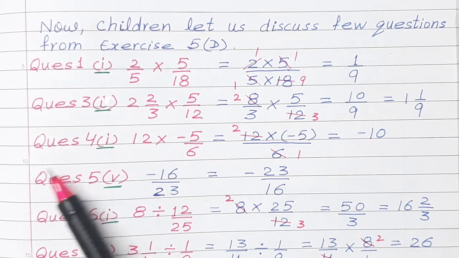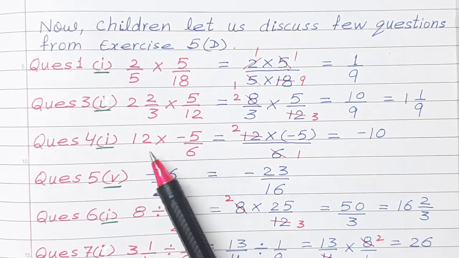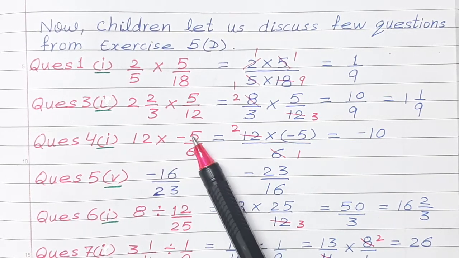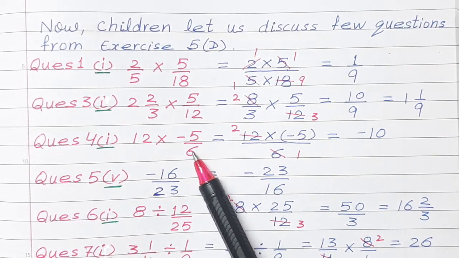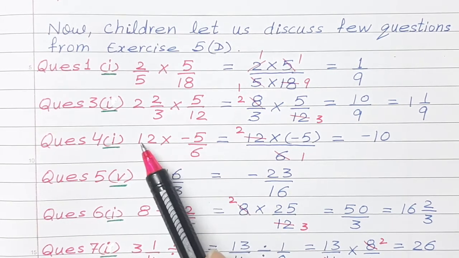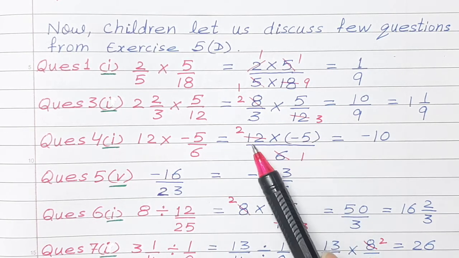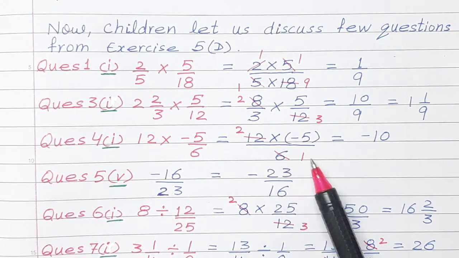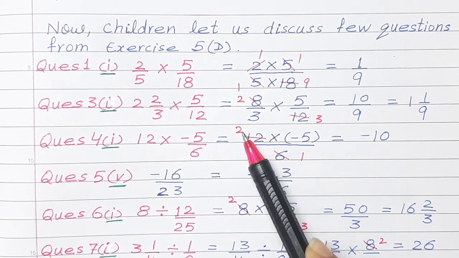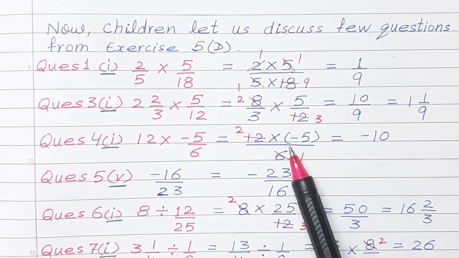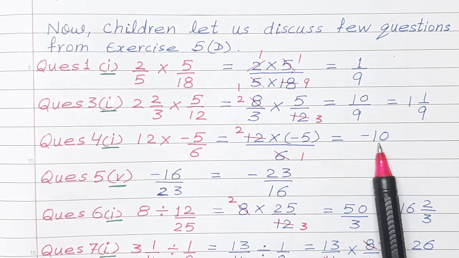Now see question number 4, first part, 12 multiply by minus 5 upon 6. Now here children, the denominator of 12 is 1, right? So 12, now 6 ones are 6, 6 2s are 12, 5 2s are 10 and there was negative sign, so it is minus 10, right?